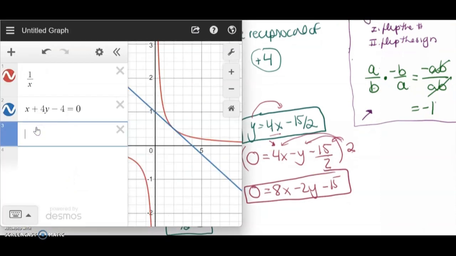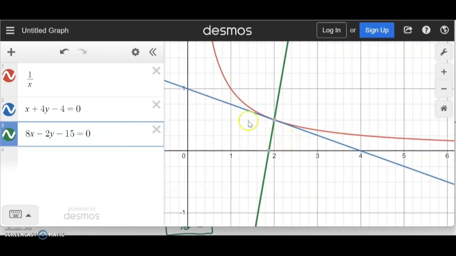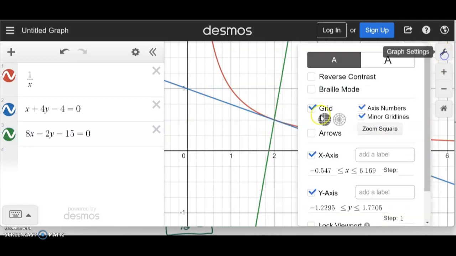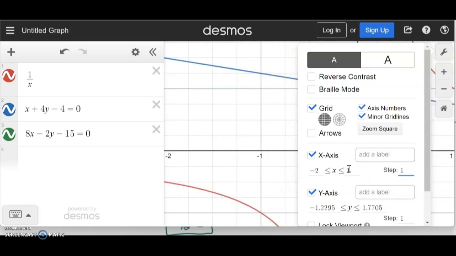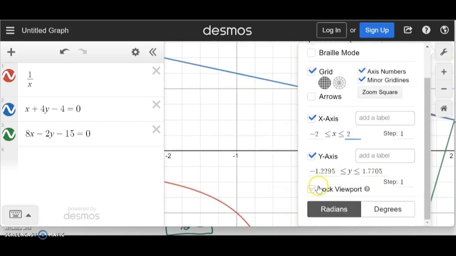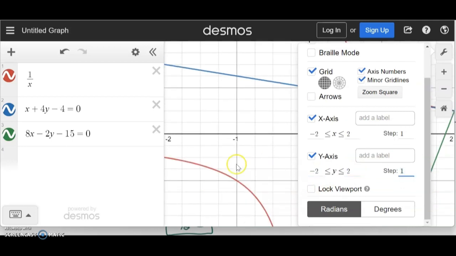Okay, so back to decimals. If we do 8x minus 2y minus 15 equals 0, this is not going to look perpendicular until I change the grids to the same window, because it's going to look distorted. All right.